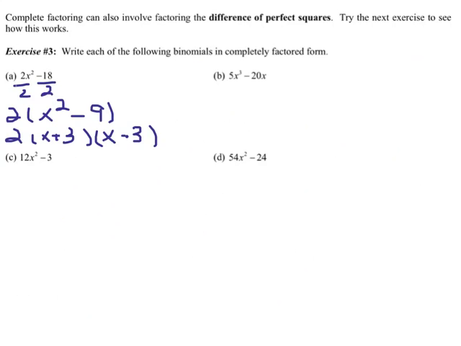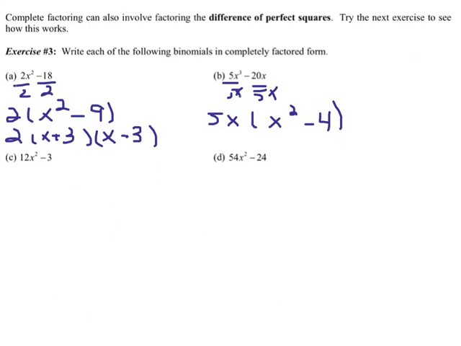I'm going to take out my GCF of 5 for this one. And I also have x in both that I can take out. So we're going to factor out an x. So we're going to take a 5x. We're left with x squared minus 4.